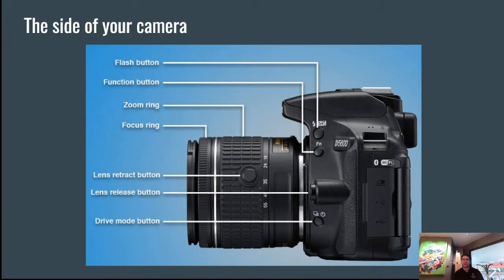Your focus ring: if you're not using autofocus and you turn the focus ring, you're using manual focus. And with manual focus, what you're getting is the ability for you yourself to control the various settings that are there.